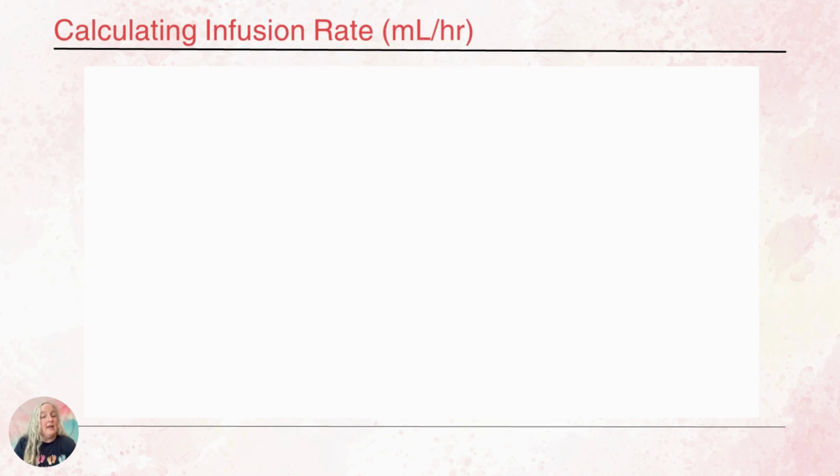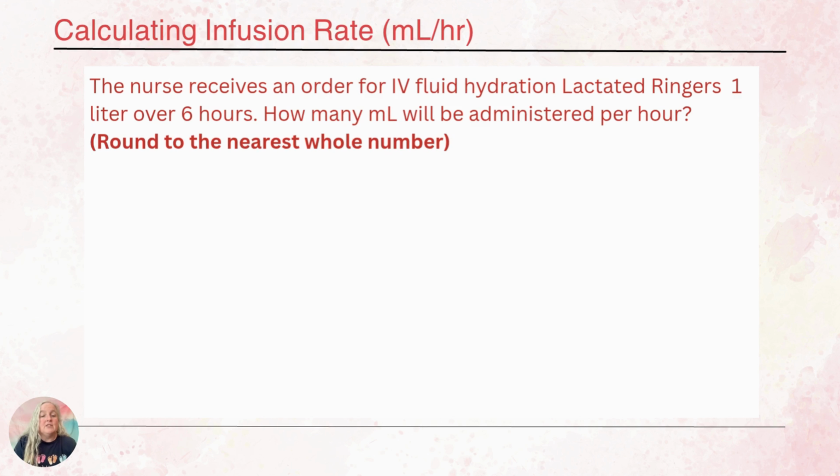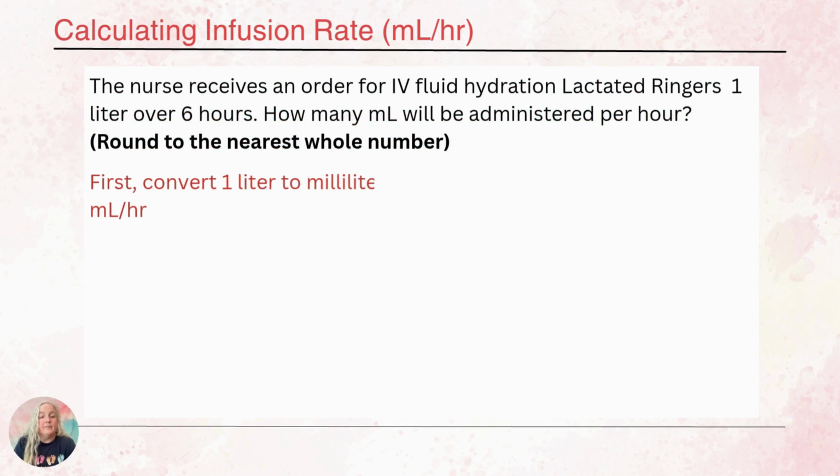Let's calculate another infusion rate in milliliters per hour. The nurse receives an order for IV fluid hydration, lactated ringers, 1 liter over 6 hours. How many milliliters will you administer per hour? And it wants us to round to the nearest whole number.